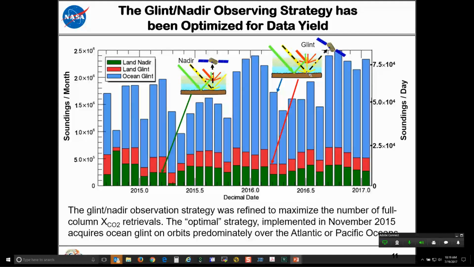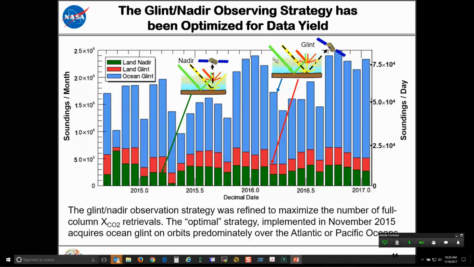And that class of measurements is a little bit more difficult to analyze, but actually produces far better results over the ocean, and pretty good results over land as well. Though it should be said that we get a little less coverage over land in glint mode than we do in nadir mode, typically, just because the longer paths associated with glint are more likely to be interrupted by clouds and aerosols.